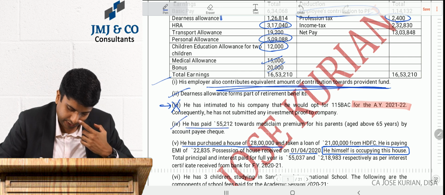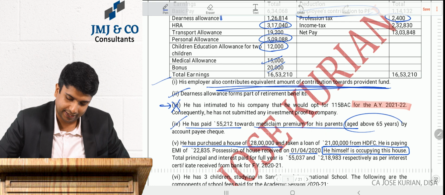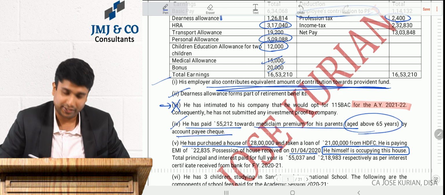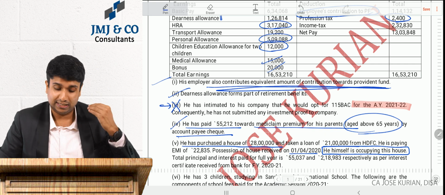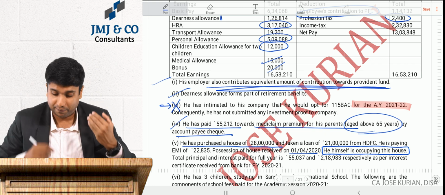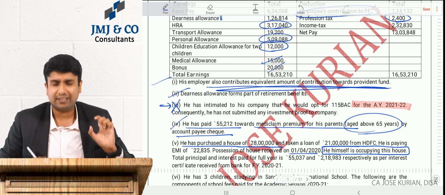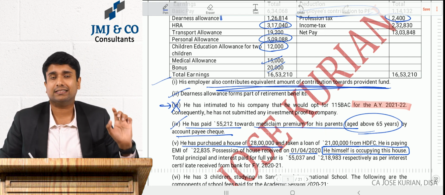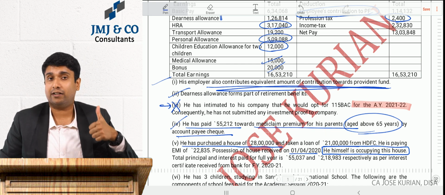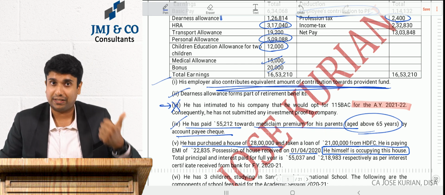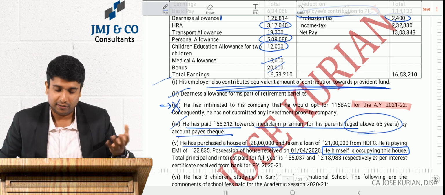And he paid 55,212 towards Mediclaim premium for his parent, and his parent is a senior citizen, paid by account payee cheque. So method of payment is given, account payee cheque, and the parent is a senior citizen. The question is actually silent whether the parent is a resident or non-resident. So if nothing is specified, then always assume that that person is a resident. So a Mediclaim premium has been paid for a parent who is a senior citizen as well as a resident, by account payee cheque.